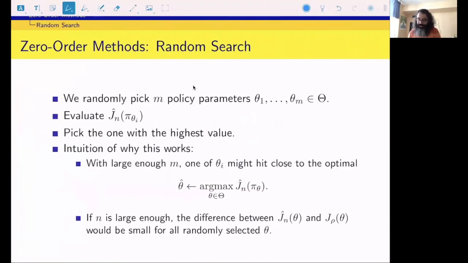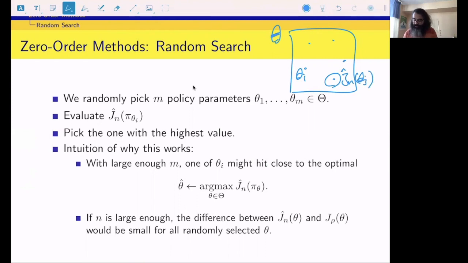So random search is easy. We have a parameter space. I'm showing another figure. This is the parameter space, not the state space. I randomly pick different points, theta i's, and for each of them I evaluate J hat n of that particular theta, and then pick the one with the highest value.